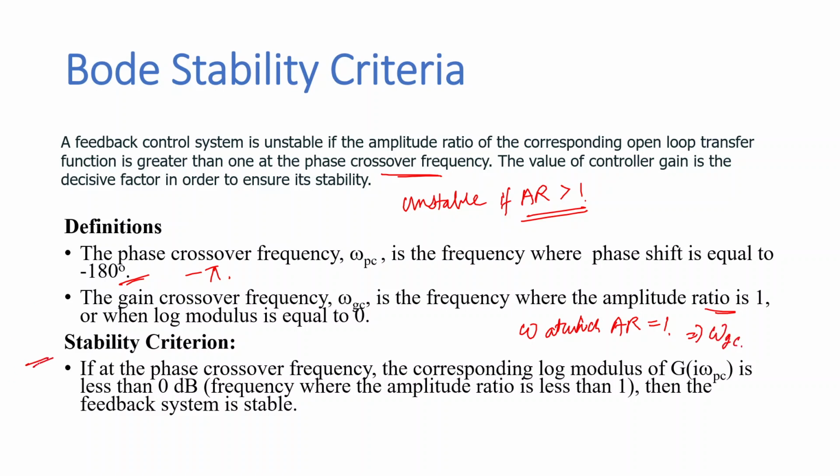Now, according to the Bode stability criterion, if at the phase crossover frequency the corresponding log modulus, which is basically the amplitude ratio, is less than 1, that implies that the feedback system is stable.